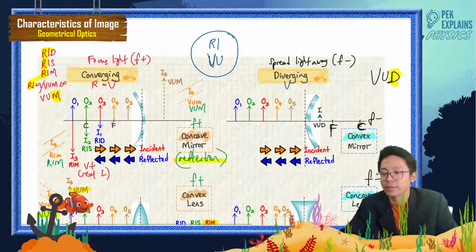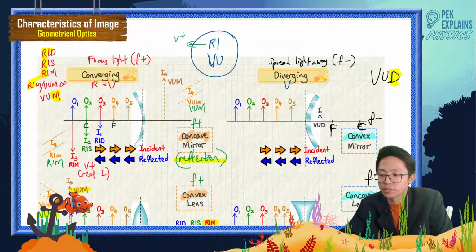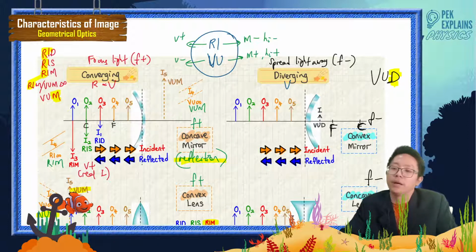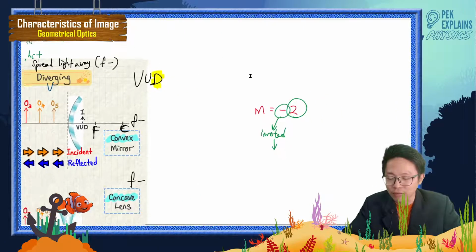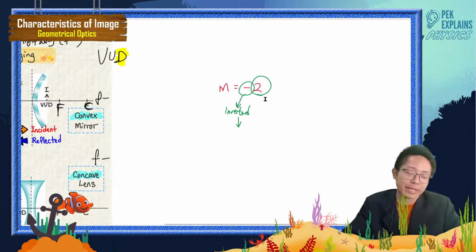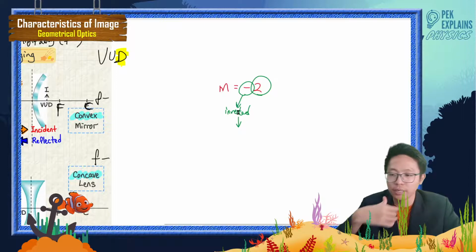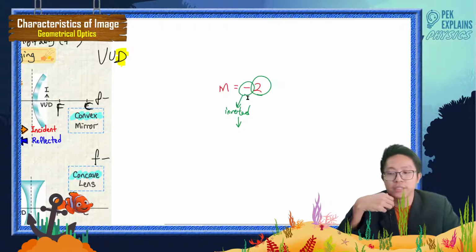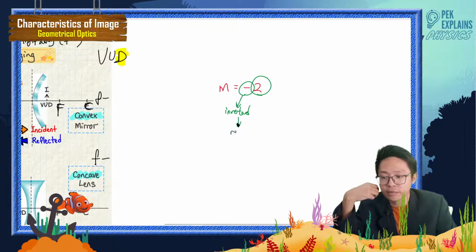So what I can say is a real image always has V positive. The inverted image means the magnification needs to be negative, and HI also negative. And a virtual image means V negative. An upright image means the magnification and HI must be positive. Understand that? So now I have one question. Magnification equal to -2, just this given in the question. What does it mean? It means this is an inverted image. An inverted image means it is a real image.